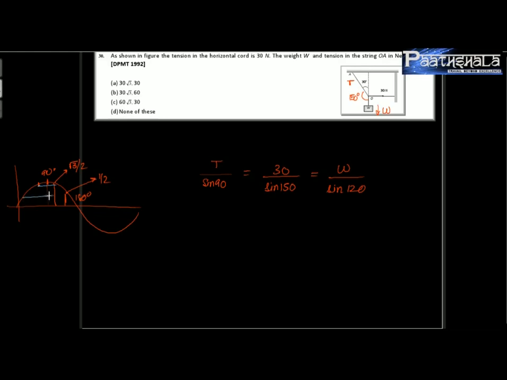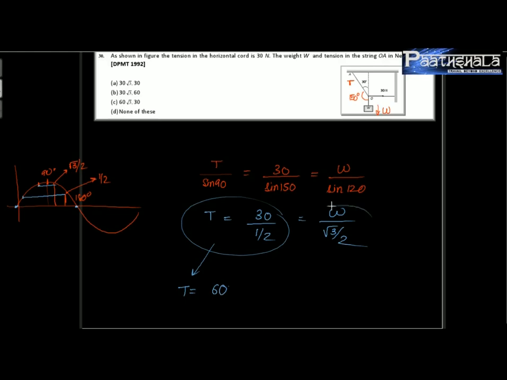Similarly, 30 degree and 150 degree are equally away from the zero values of sine graph. So basically what we get is T is equal to 30 divided by half is equal to W divided by root 3 by 2. Using the first part of the equation, T comes out to be 60, and using the second part of the equation, W comes out to be 30 root 3. That is option B, guys.